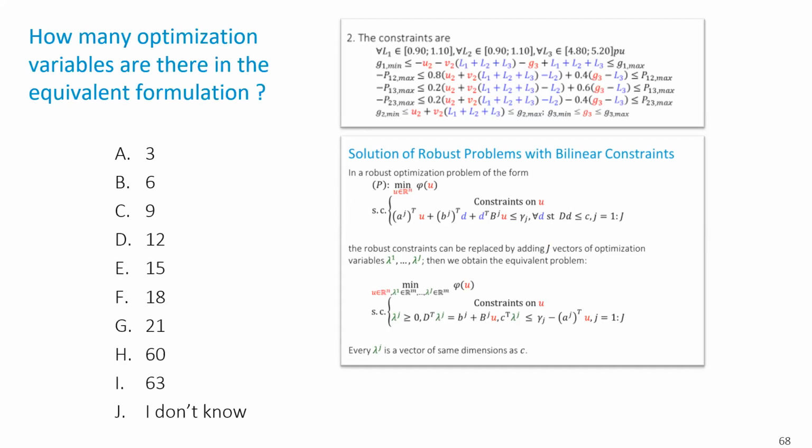Let me skip this one. So let's move to slide 68. If we put all of this together now, if we look at the global optimization problem that I have to solve for my robust problem with affine feedback, how many optimization variables do I have?